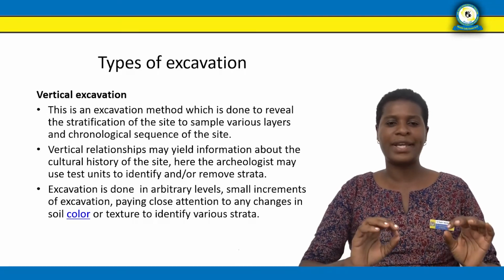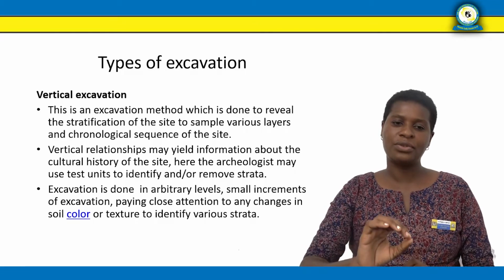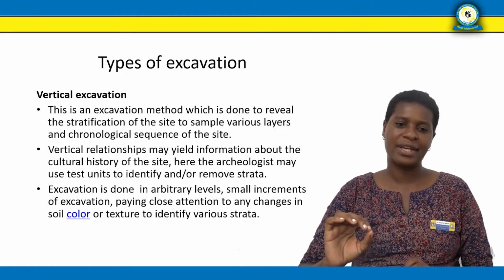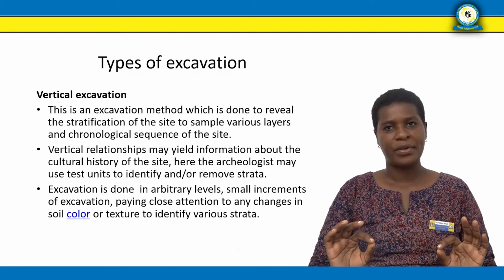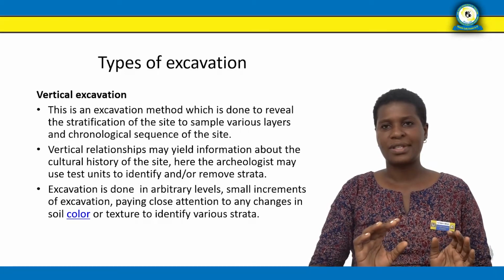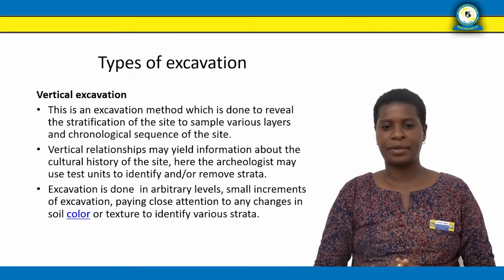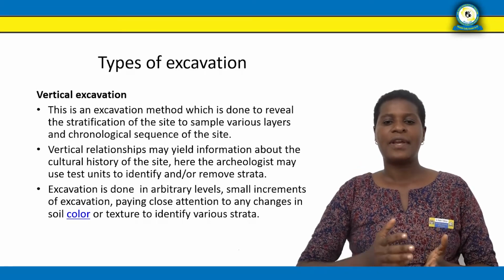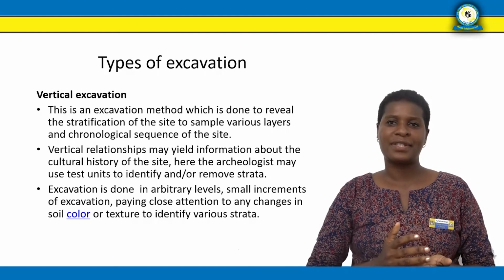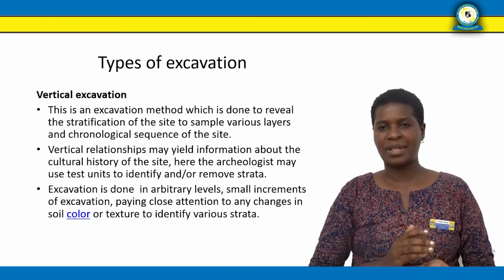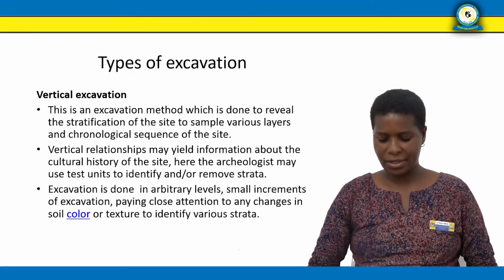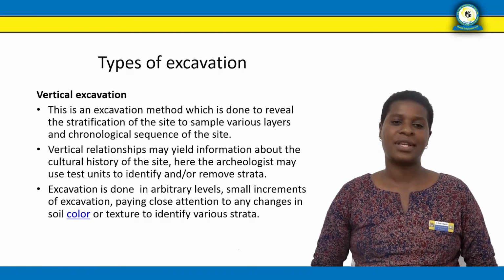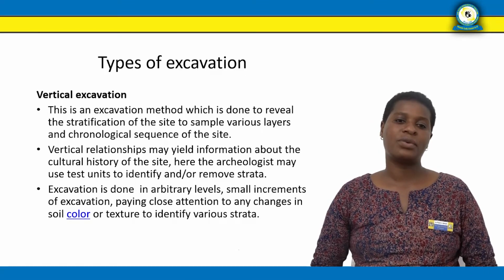And if you find an archaeological material lying in that layer, it has to be recorded, the context, the levels, and everything. So the soil color, as I said, can tell about something. So you have to study it and see what was happening at that site. So that's what we call vertical excavation.